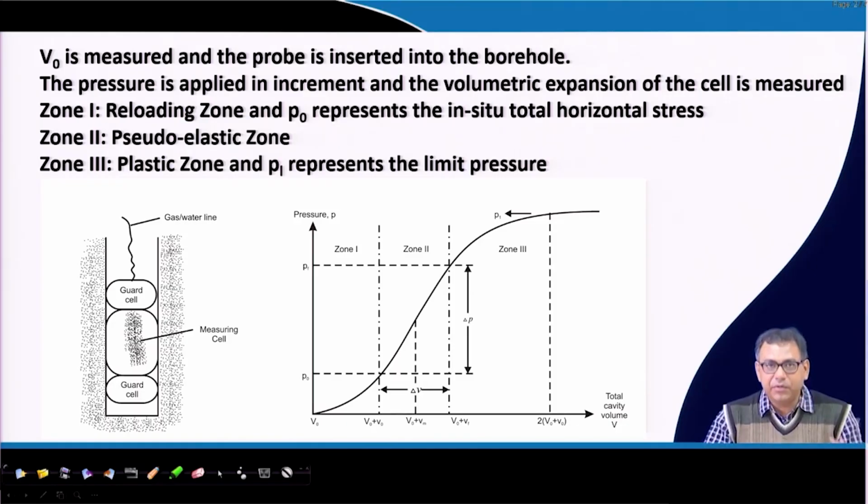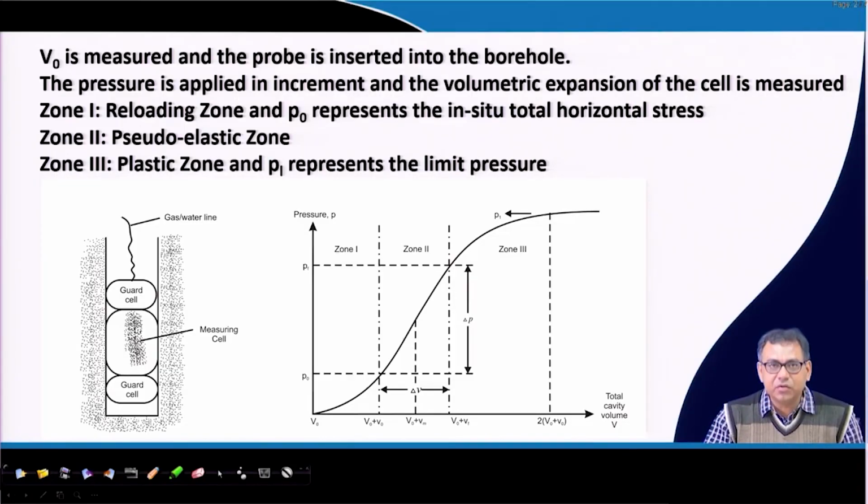Initially we do not have these zones; we have to identify them. So, we have this graph. Once we get this graph, in some initial portion the pressure versus volume change is linear. We will identify these two points, the starting point where this linear zone starts, and the end point where this linear zone ends. We have to identify these two points of the linear behavior.